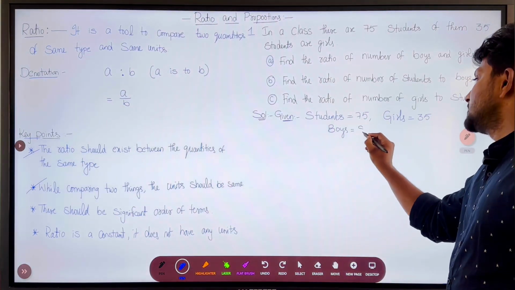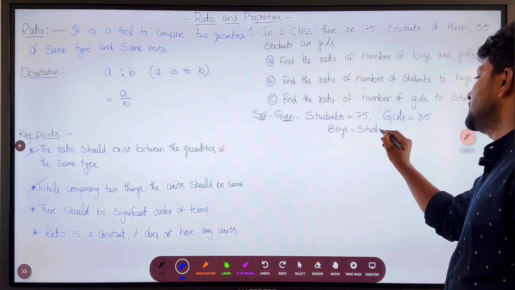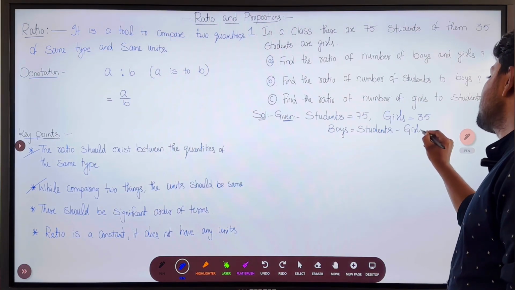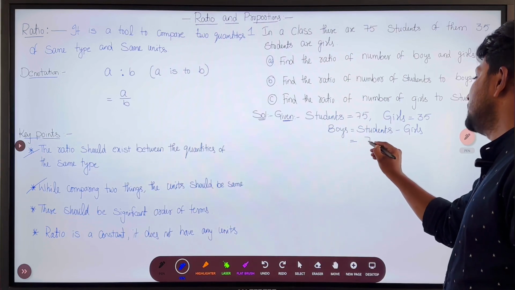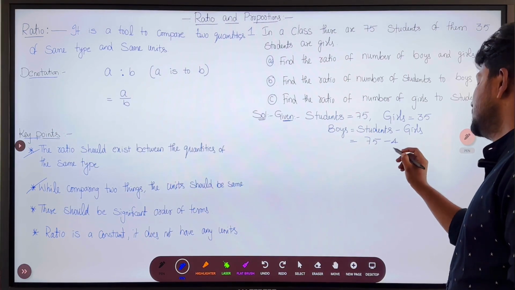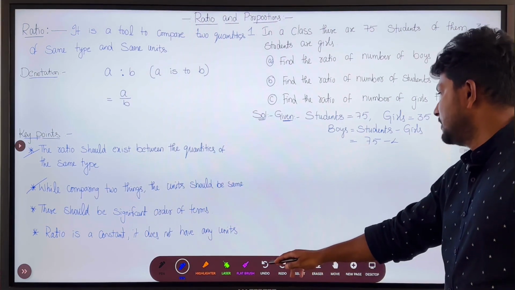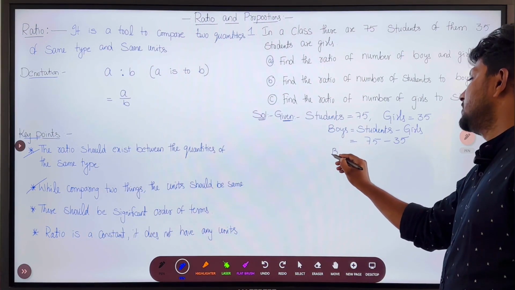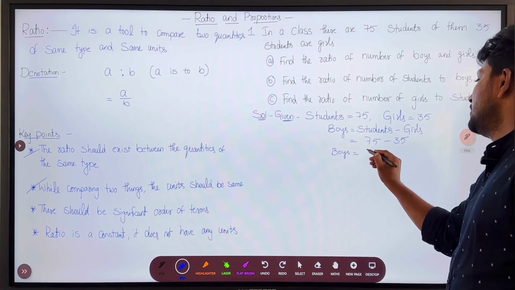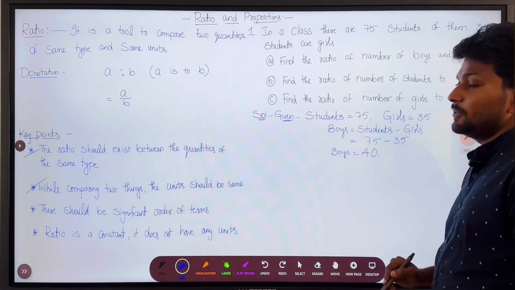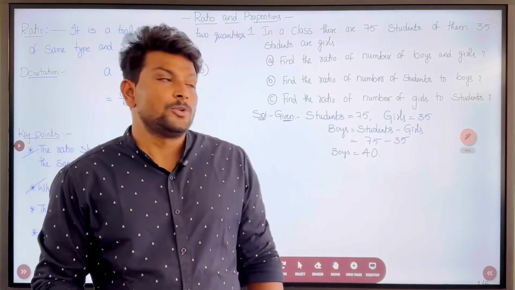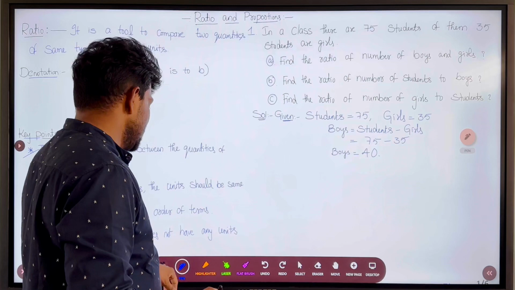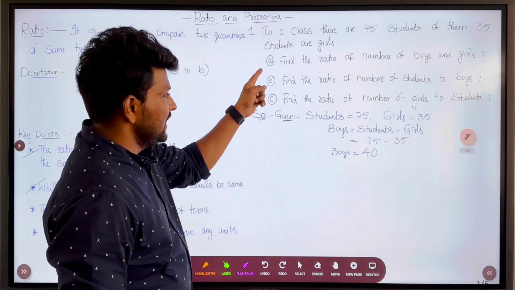So students, total students minus girls gives boys. 75 minus 35, sorry, 75 minus girls, how many girls are there here? 35 girls are there. So the number of boys in the school, how many are there? 40 boys. So we have the boys students, right? Then we can go and find the values for answers for A, B, C.